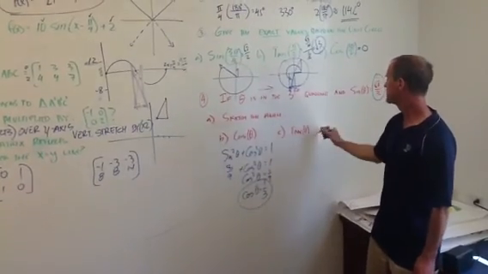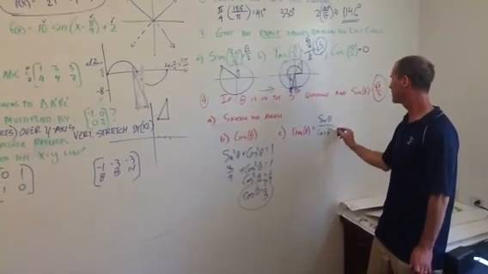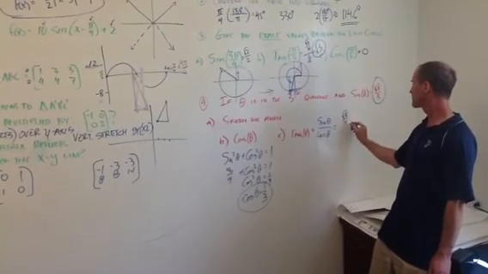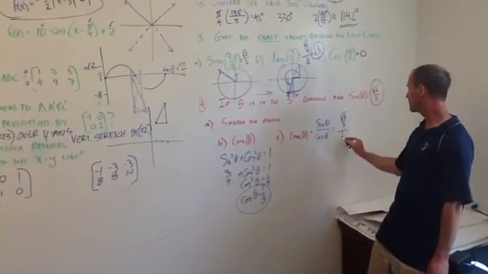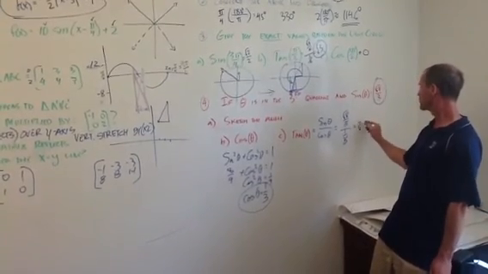So what's the tangent? That's equal to the sine of theta over the cosine. Well, I already have both of those, so I just plug them in. The sine is radical 8 over 3. The cosine is 1 over 3. I can cancel the 3's, and I get radical 8 over 1. So it's just plain old radical 8.